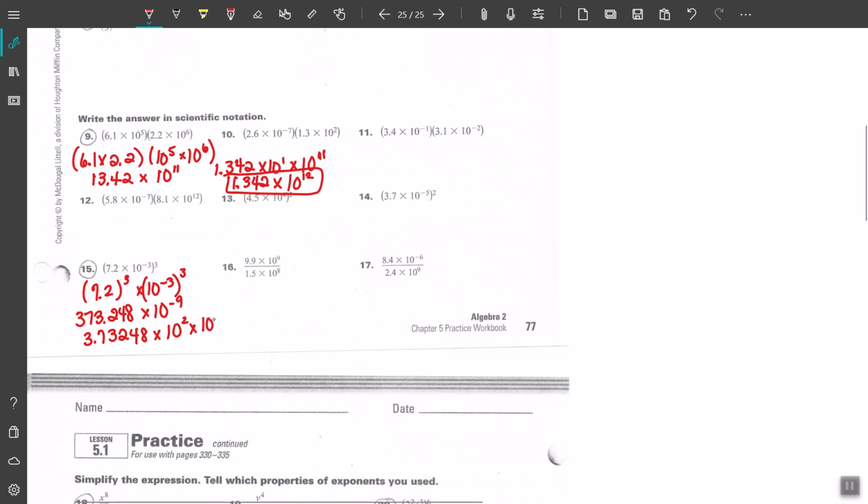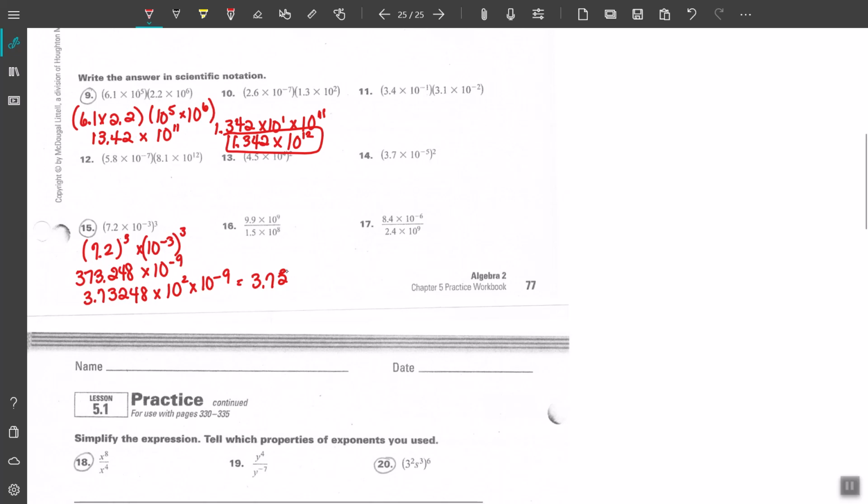All right, I can't forget about that 10 to the negative 9th, so I'm going to pull that down, and then we will rewrite the number portion, the decimal number portion of the number, and then multiply the 10 to the second times the 10 to the negative 9th together to get that for our final answer.